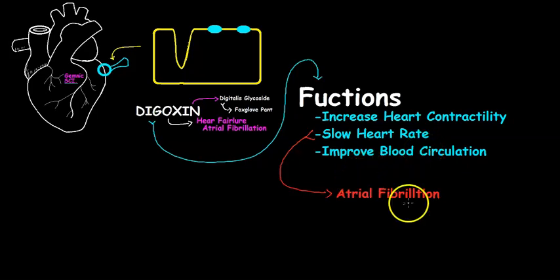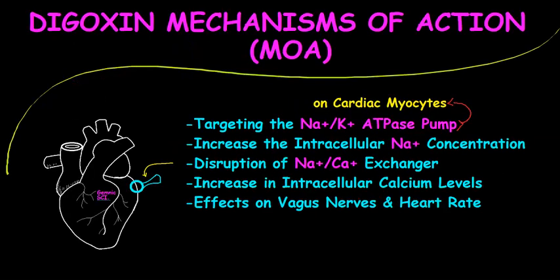Digoxin's mechanism of action actually starts by targeting the sodium-potassium pump ATPase on the cardiac myocyte. Next, it increases the intracellular sodium concentration. Then it increases the intracellular calcium level. And the last one is its effect on the vagus nerve and heart rate.